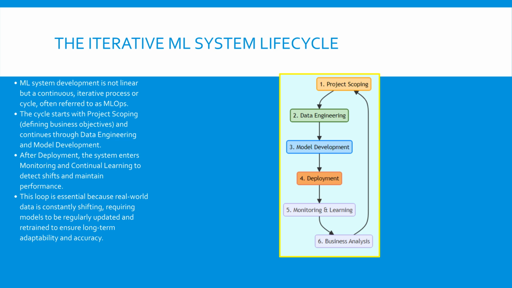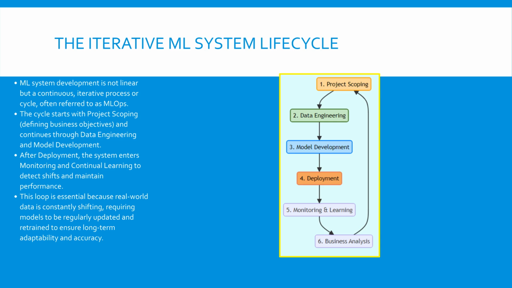the system remains effective. This cyclical nature is non-negotiable because data in the real world is constantly shifting, demanding that models be adaptable and routinely updated to prevent performance decay. What have we learned? The important point is that successful ML systems are sustained through an iterative feedback loop that ensures the model remains accurate and aligned with evolving data and business needs.